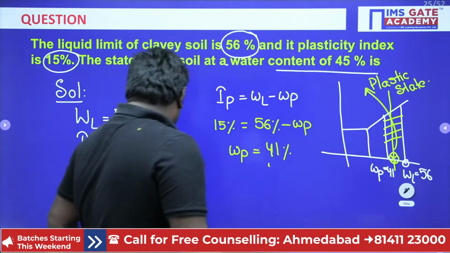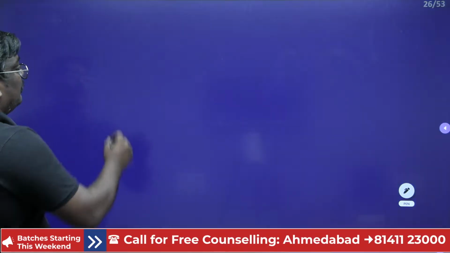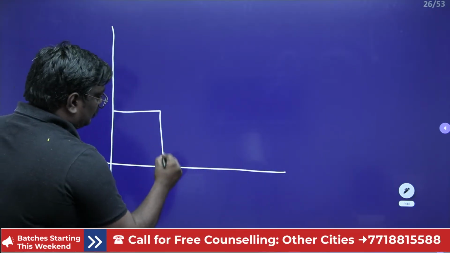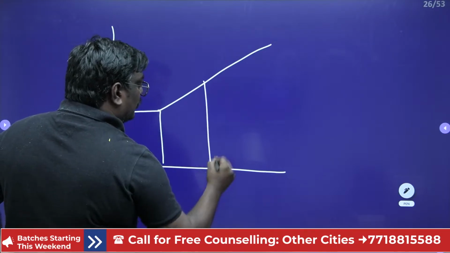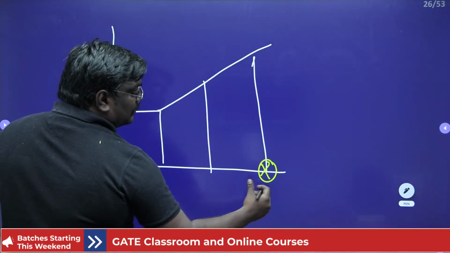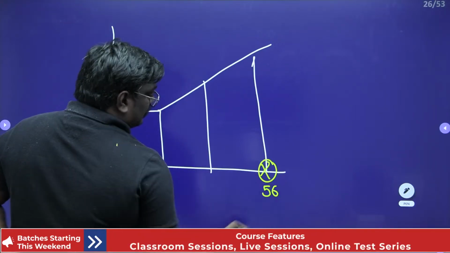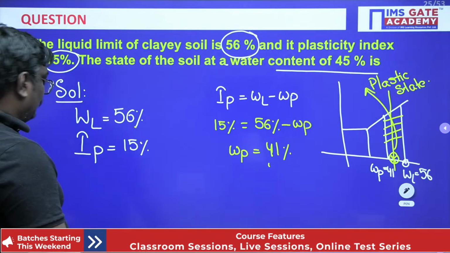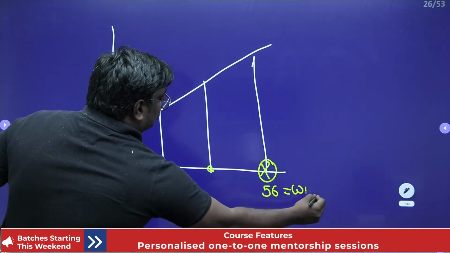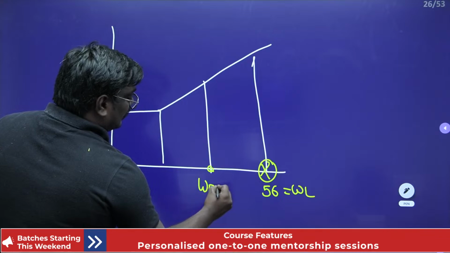Okay, let me explain it in a better way. Here they have given you a graph. Students, here the liquid limit is 56 percentile, and the plasticity index is obtained from the plastic limit. This is the liquid limit and this is the plastic limit. The plastic limit is 41 percentile.